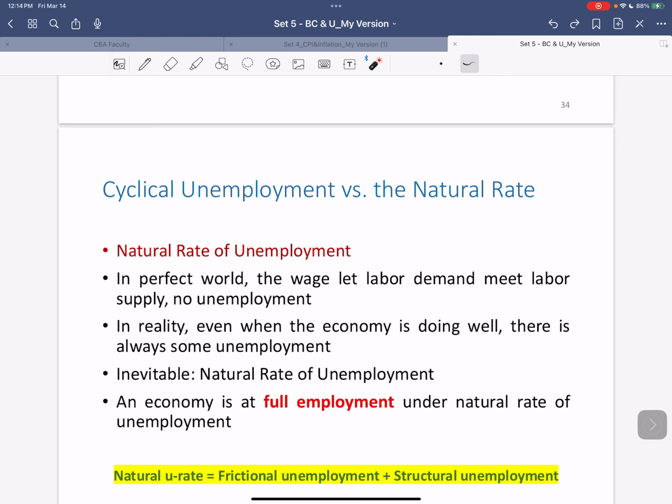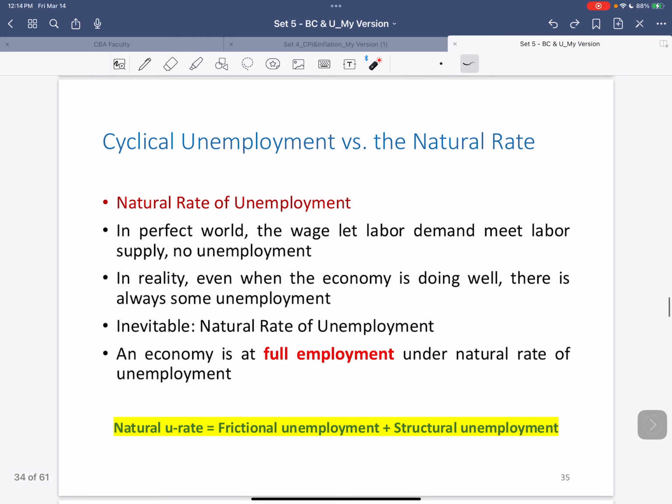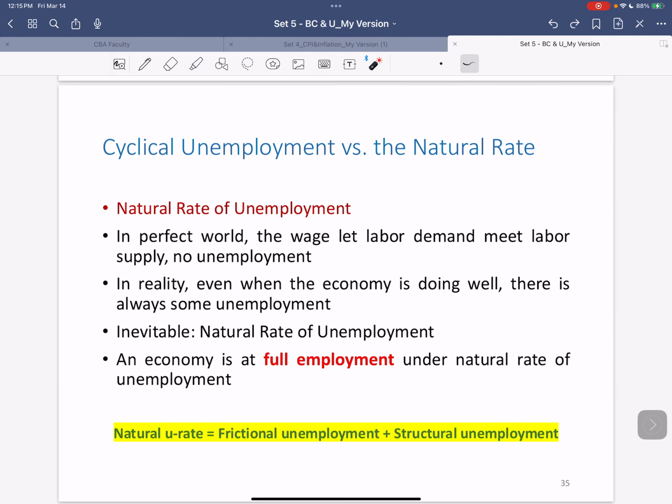In an ideal market, wages adjust so that the labor supply meets labor demand, eliminating unemployment. However, in reality, unemployment persists due to factors such as search time, skill mismatches, and policies that prevent wages from adjusting freely. The natural rate of unemployment includes frictional and structural unemployment and is inevitable. So the natural rate of unemployment is frictional unemployment plus structural unemployment.